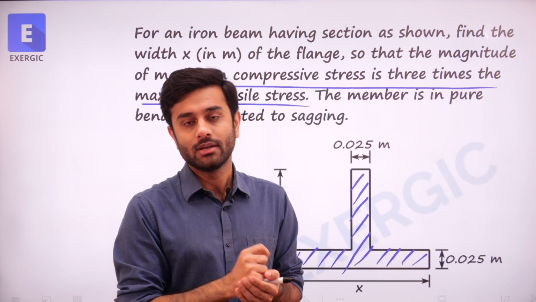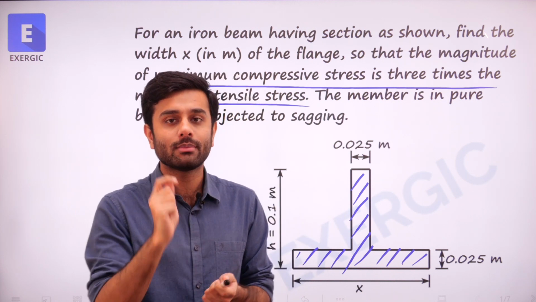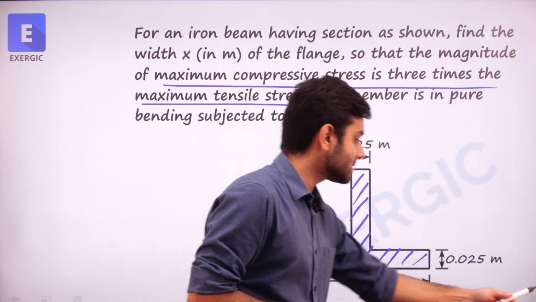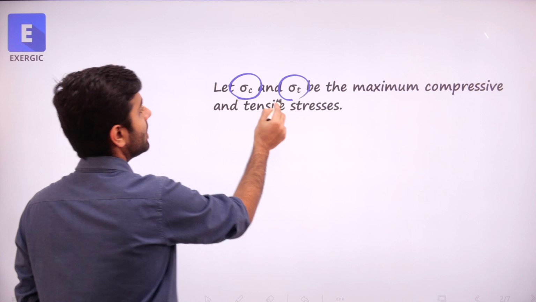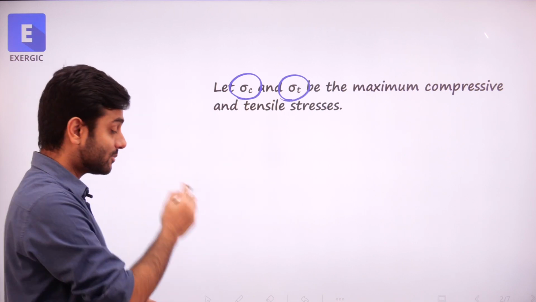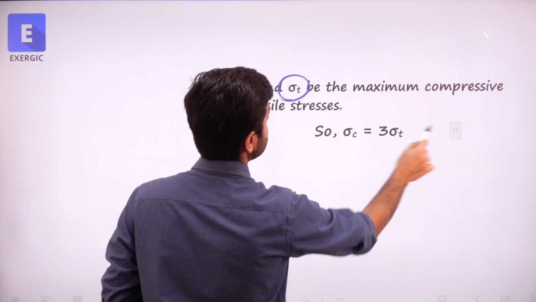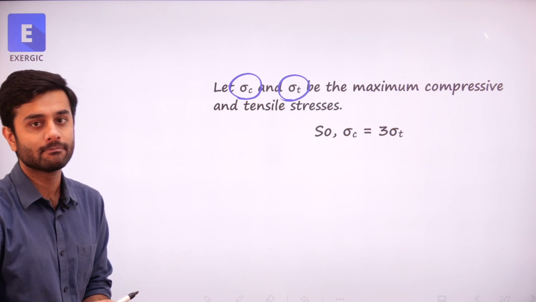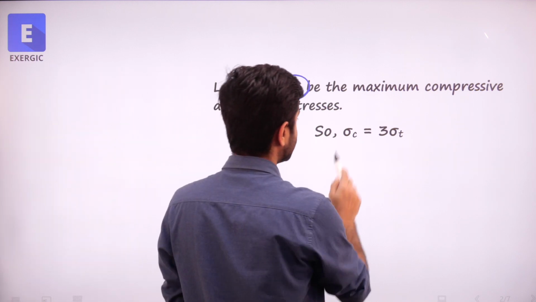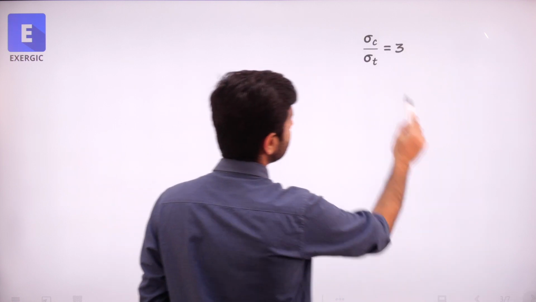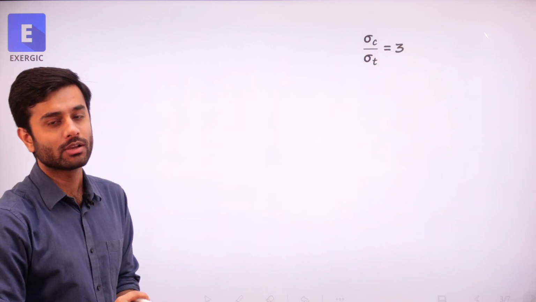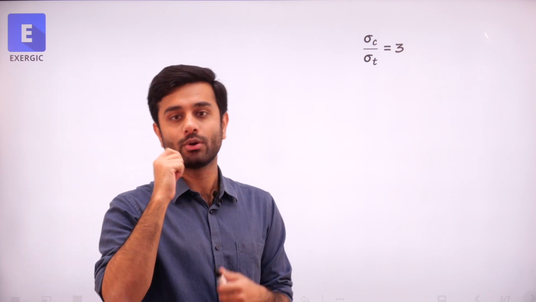So let us assume that sigma c and sigma t are representing maximum compressive stress and maximum tensile stress. So as per the question, sigma c is 3 times sigma t, correct? Which means that sigma c divided by sigma t is equal to 3. Something like this. What now? What next can we do?